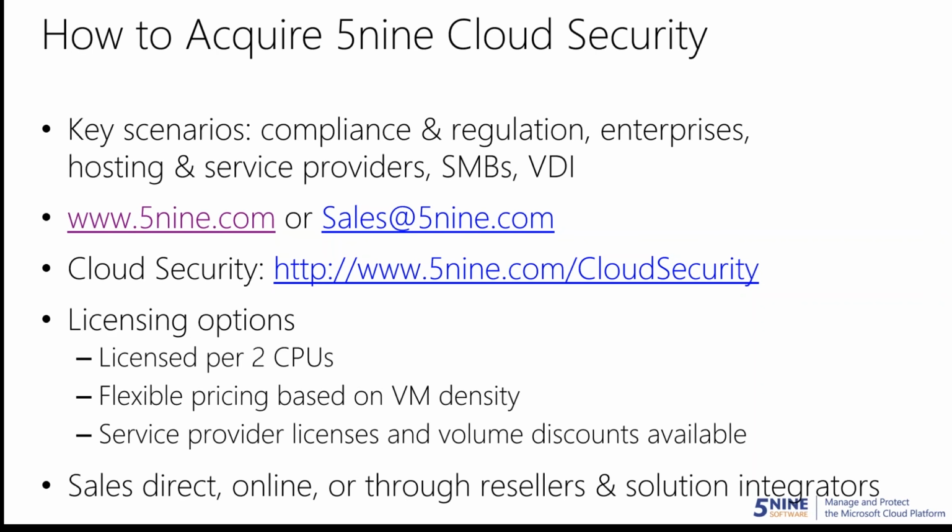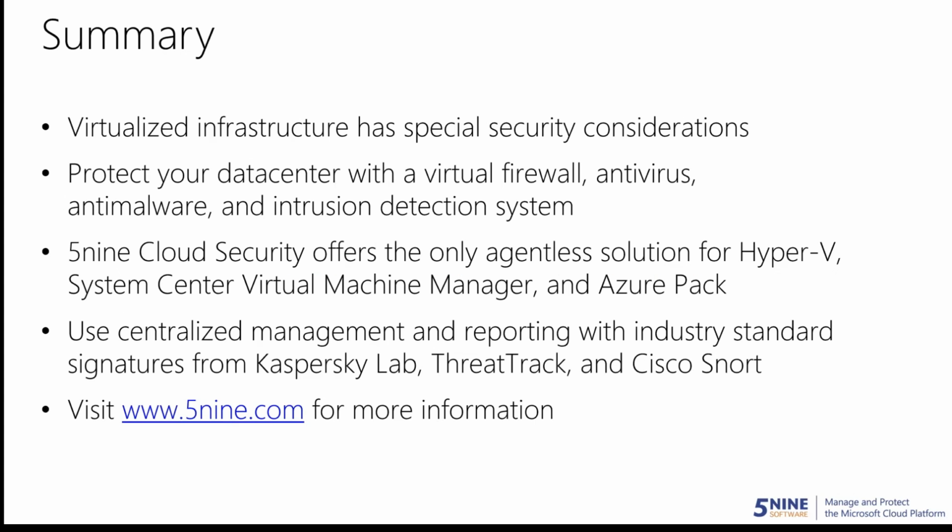Now, as far as licensing goes, we offer it per 2 CPUs, so it's consistent with Windows Server. If you go and buy a dozen Windows Server licenses for your Hyper-V host, you'd buy a dozen 5.9 Cloud Security licenses. We also have licensing for service providers as well. And what we'll do here is we will charge you per virtual machine per month. So this enables you to have some flexibility in your pricing scheme based on your own seasonal demands or seasonal needs too. Now I'm going to wrap up our final best practices here.